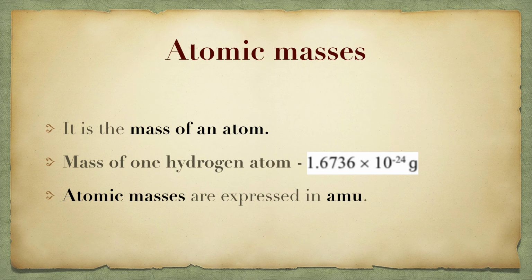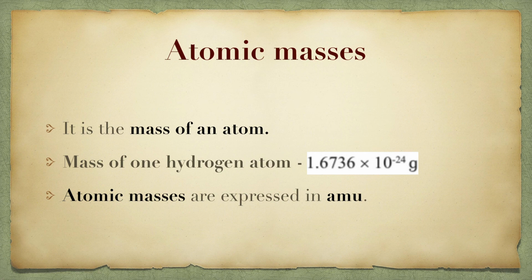When we talk about this, we should remember that it is a very small quantity. For example, the mass of one hydrogen atom is equal to 1.6736 × 10^-24 grams. By seeing the value, you can understand that it is very small, that means 0.000, like that it goes. So it is a very small quantity, and these atomic masses are expressed in AMU.